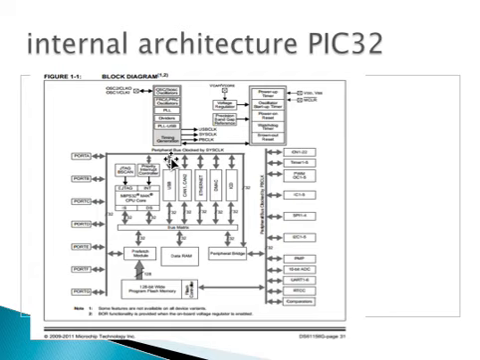Say, for example, I could connect an LED to port A bit 0. Then I can configure that port A bit 0 to be an output, and then I can turn that output on and off. So I can flash an LED. So that's a very simple example.